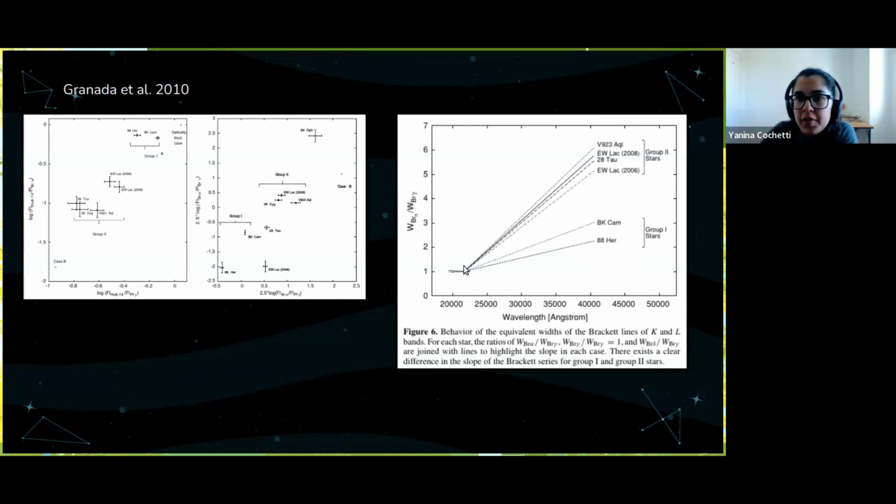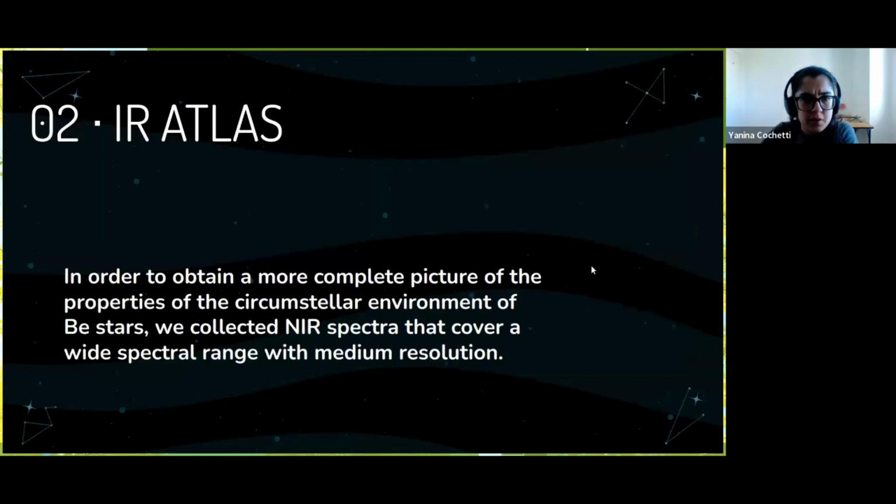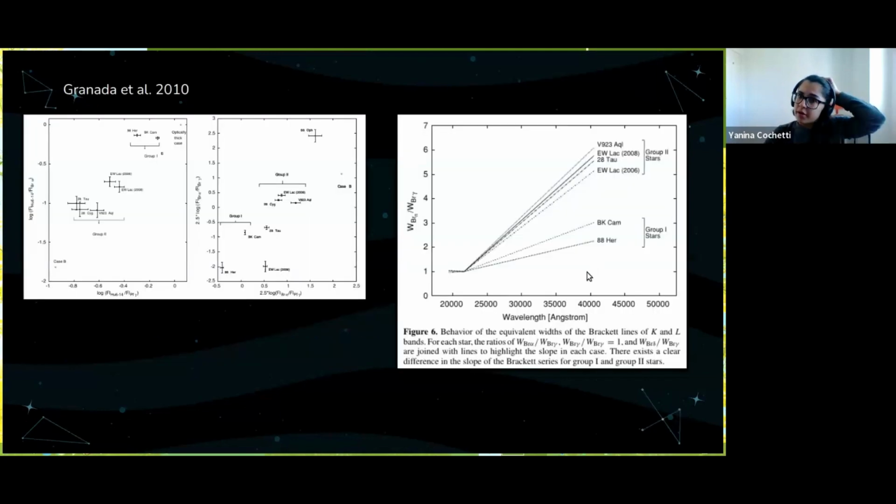So you can see here that for group 2 stars, the ratio between the equivalent width for Brackett alpha over Brackett gamma seems to be higher than 5 times, since for group 1, sorry, the ratios are smaller. This work, as I mentioned, was based on observations made mostly in the L band, but also in the K band.